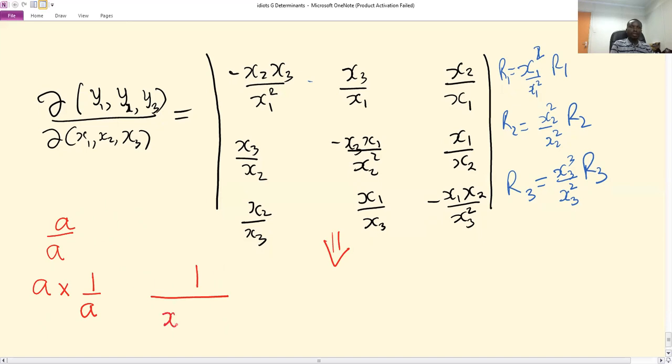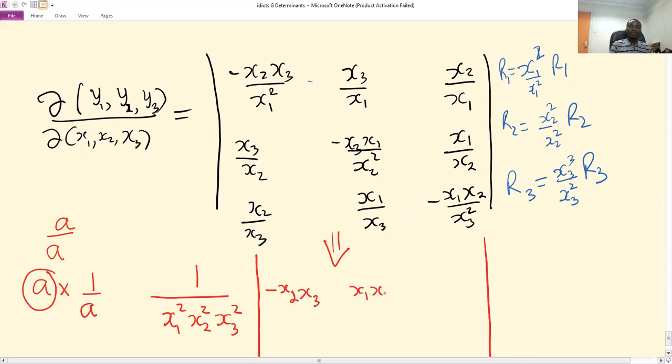So 1 over x1 squared, x2 squared, x3 squared, and then determinant of. So I now take the a which represents x1 squared, x2 squared, and x3 squared. I multiply by the respective rows. So this row by x1 squared, I'll get negative x2, x3. This I'll get x1, x3. This I'll get x1, x2, because one of the x1 squared is cancelled out by the denominator.